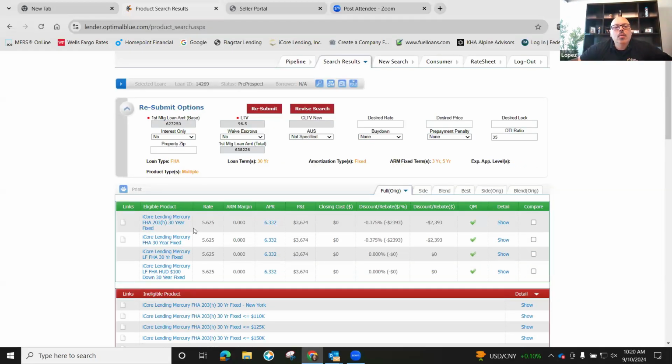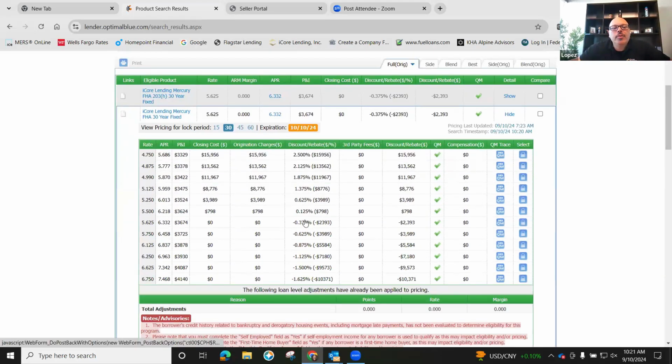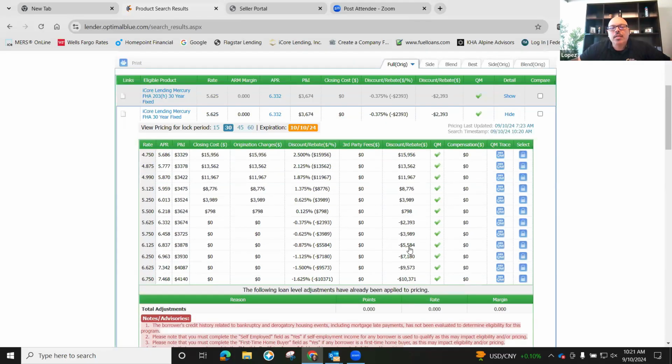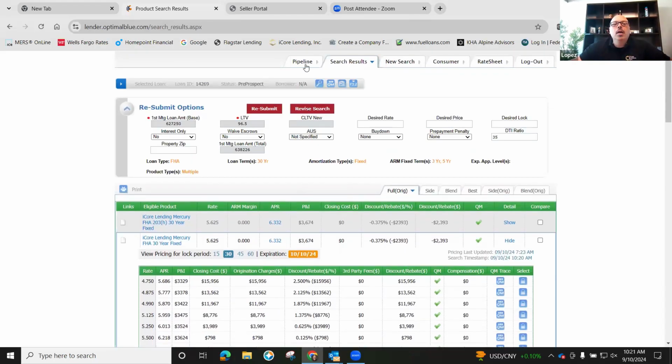All right, so we've got a 30-year FHA, 30-year fixed right here. If I click show, it's going to show me my pricing for my 30-year fixed FHA. Again, going back to what we were talking about before, as you move lower in rate, it comes at a cost, and those costs are shown here in percentage points or dollars. If you go up in rate, it shows rebates or dollars as opposed to percentage and dollars. Are there any questions?